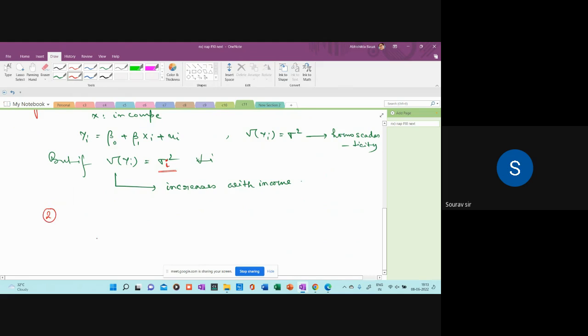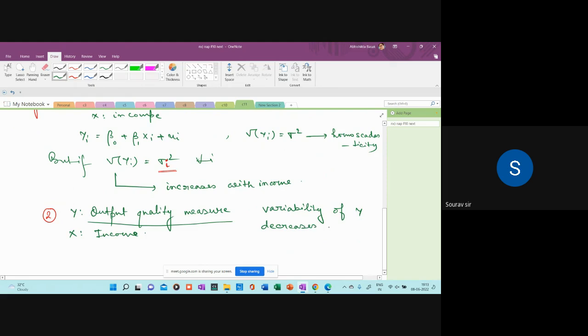Next, going for example number 2, let us consider another example where y is the output quality measure, and let x be income. Okay, so here the variability of y usually decreases with increasing efficiency. Obviously, since y is the output quality measure, the variability of y decreases with increase in efficiency.